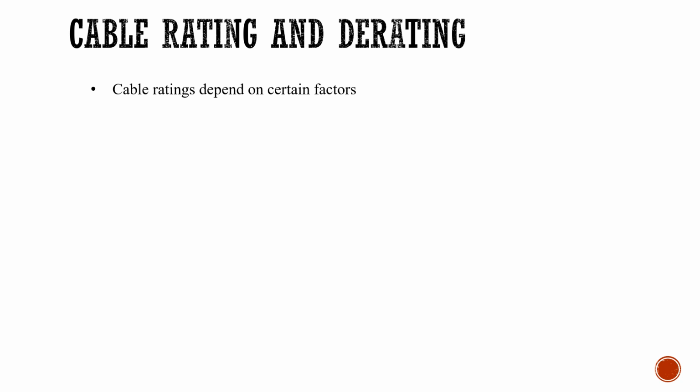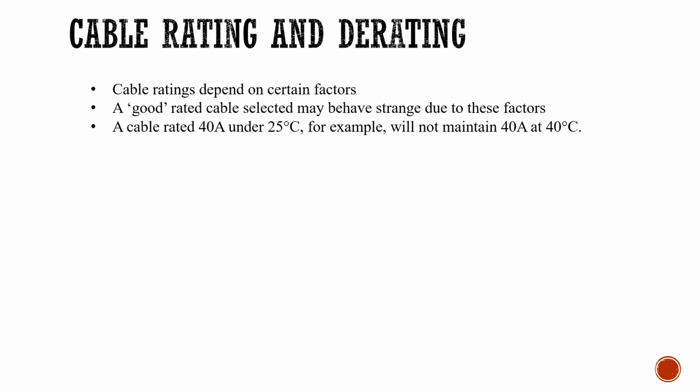Cable ratings depend on certain factors. For example, a well-rated cable selected may behave strangely due to these factors. We're going to see those factors as the presentation progresses. If a cable is rated 40 amperes at 25 degrees Celsius, you are not sure that this cable will still maintain 40 amperes if the temperature is about 40 degrees Celsius, because more temperature means more resistance of the conductor and therefore more heat.